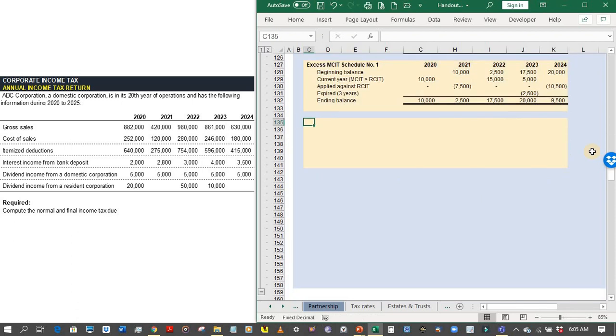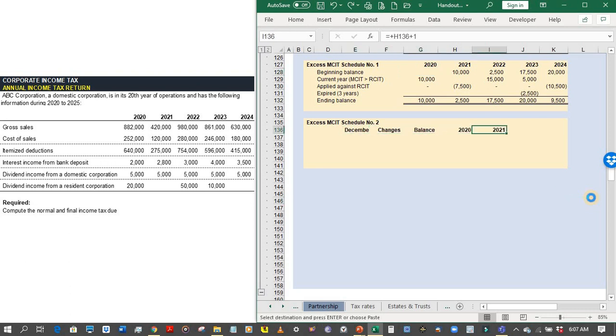So now let us prepare the schedule number 2 for excess MCIT. For this schedule, we are able to monitor the excess MCIT for each year, because the limitation in schedule number 1 is that we cannot monitor the amount of expiration of excess MCIT. But for schedule number 2, the format will enable us to determine more easily the amount of excess MCIT that is scheduled for expiration.